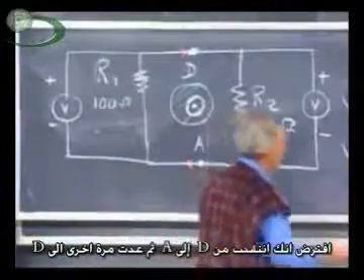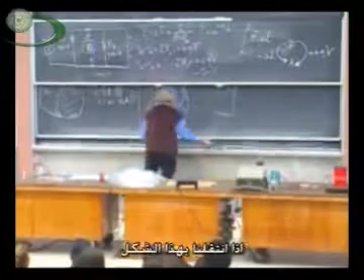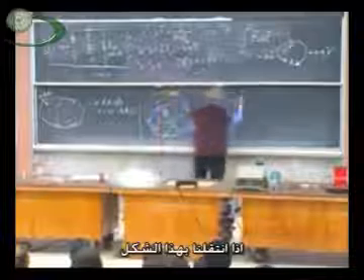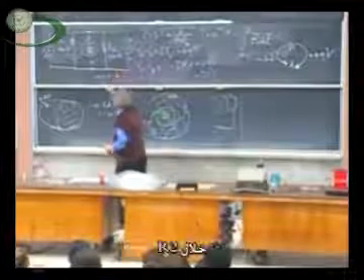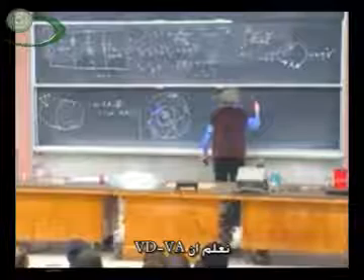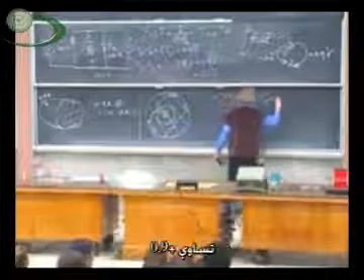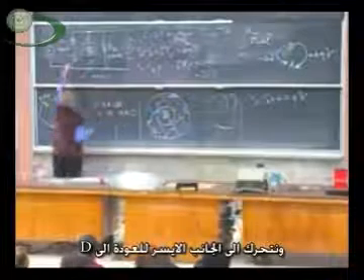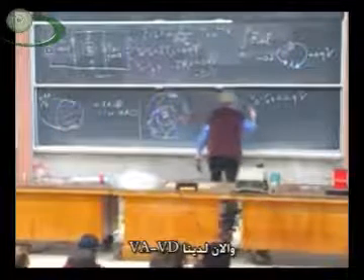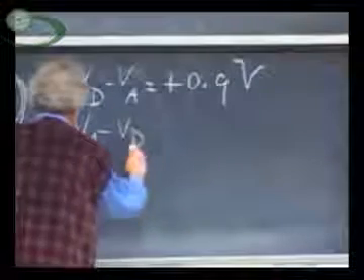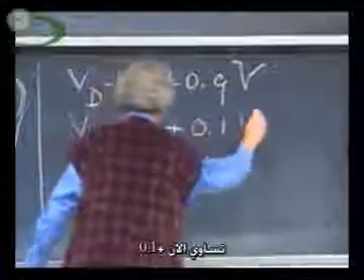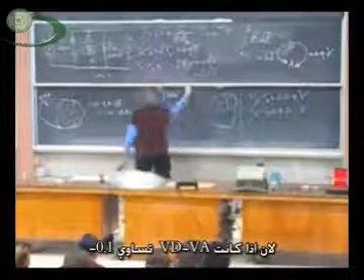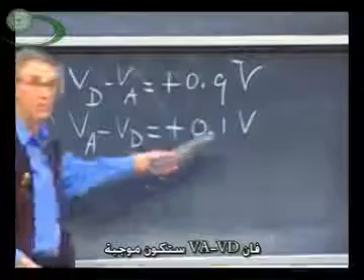Suppose you go from D to A and back to D. Well, we know that Vd minus Va, if we go this way through R2, is plus 0.9 volts. Now we are at A, and we go through the left side back to D. So we now have Va minus Vd. That, of course, is now plus 0.1 volts, because remember, if Vd minus Va is minus 0.1, then Va minus Vd is plus.